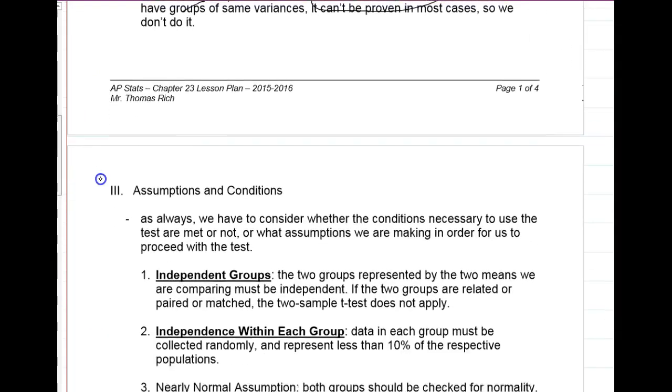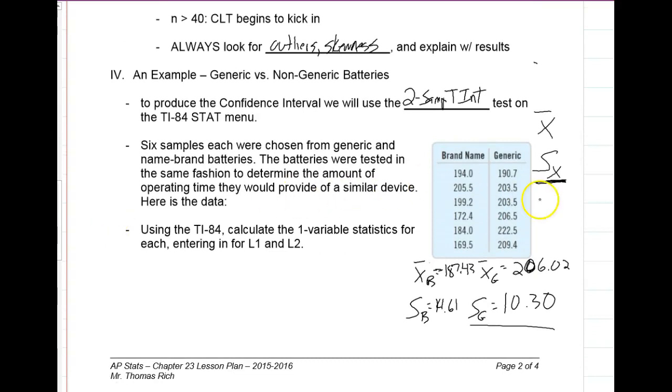So for example, we started off doing this problem here with two batteries. We wanted to compare to see if the mean runtime for a brand name battery was the same as for a generic battery. If you look at the samples that we collected, these were 6 brand name batteries that we had collected at random. And then we sampled 6 generic batteries. There's no connection between that brand battery and that generic battery. They're totally unrelated to one another. They just happen to be in their own respective lists.